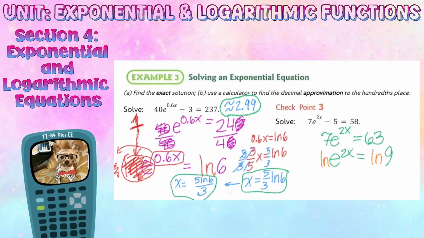Ln of 9, I can't really do much with it. Ln of e is 1, and the 2x that came out front is now sitting out front. So 2x equals ln 9. That means x equals 1/2 of the natural log of 9. So that right there is an exact solution: 1/2 natural log of 9.